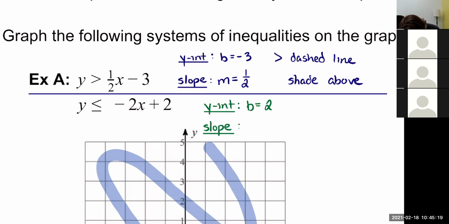The slope is going to be a -2, but for the sake of graphing, I'm going to put that -2 over 1 because thinking ahead to rise over run, I'd like it to have two parts to it. And then looking at the inequality symbol, which is a less than or equal to sign, that's going to give me a solid line. And with respect to that solid line, I will end up shading below.